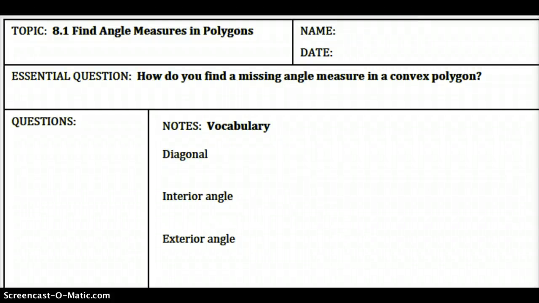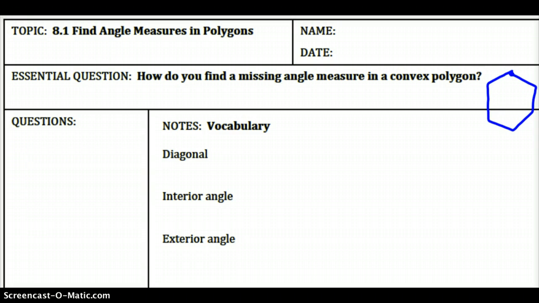8.1. Find angle measures in polygons. First, we have to do a little bit of work as far as what is a convex polygon. So how do you find a missing angle measure in a convex polygon? First of all, a convex polygon is a polygon without a dent in. So there's an example of a convex polygon.